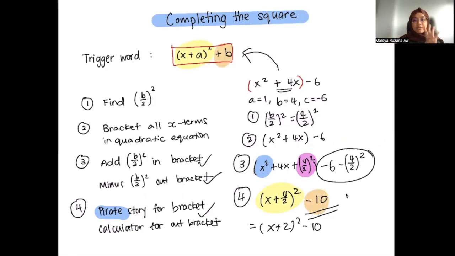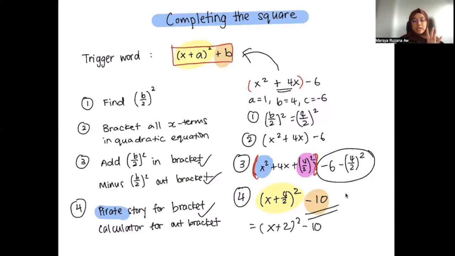So let's go through the 4 steps one more time. First, we find what is b over 2, and then we bracket all our x terms in the quadratic equation, as you can see for step 2 here. Step number 3, we add what we found in step 1 inside the bracket. So our bracket is over here after we bracket the term. So we add the b over 2 inside, and then we minus it outside. So that's what we did over here.